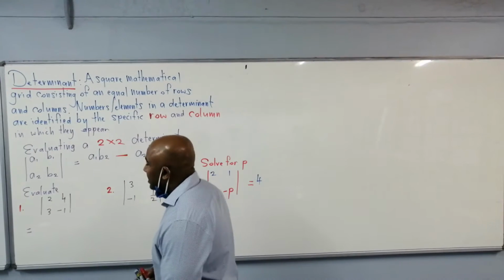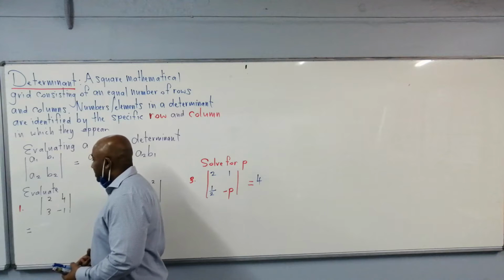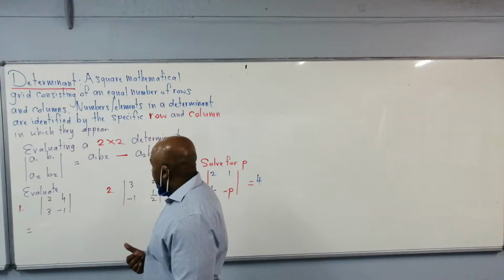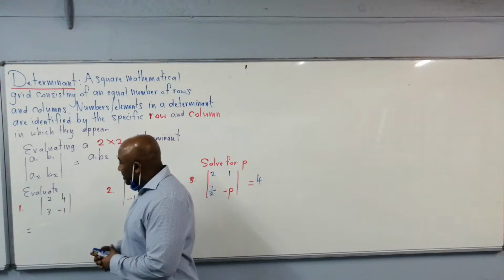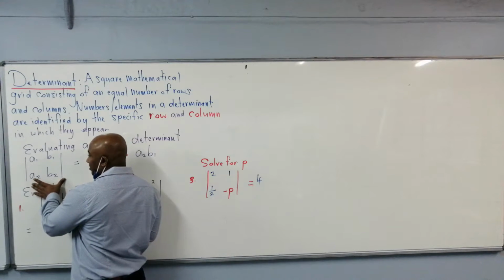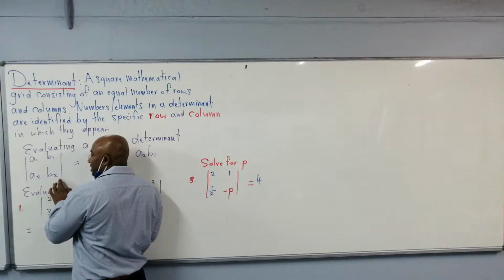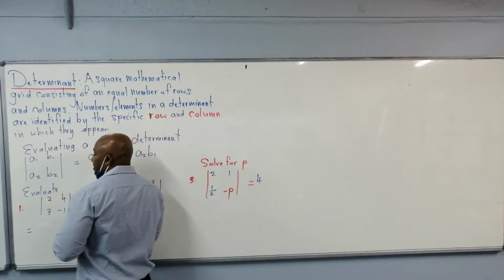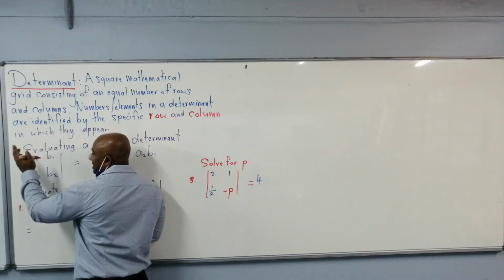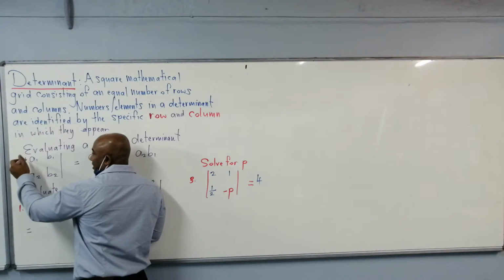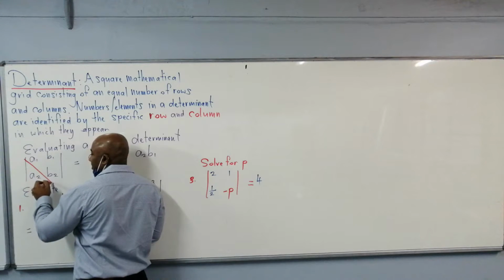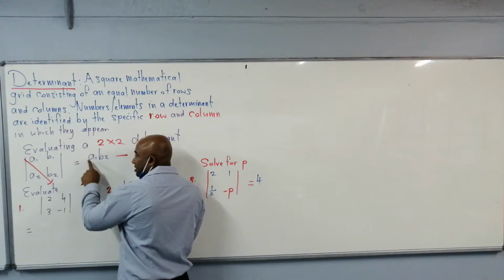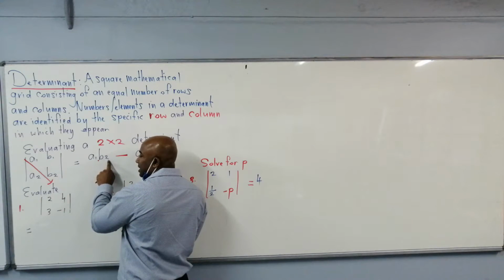Now, how do you evaluate a 2 by 2 determinant? How do you work it out? Right, so this is the formula. Here you have your determinant with these numbers. You start with the top. You take the number on the top left hand side and you multiply it going down like a diagonal. So you take that number multiplied by this number. It's going to be A1 times B2.